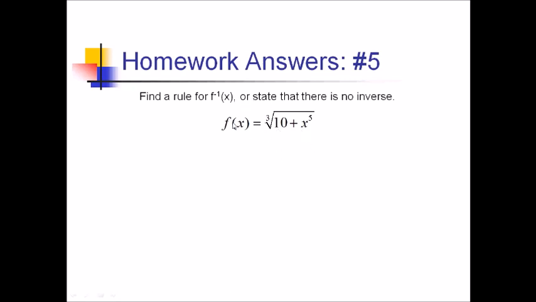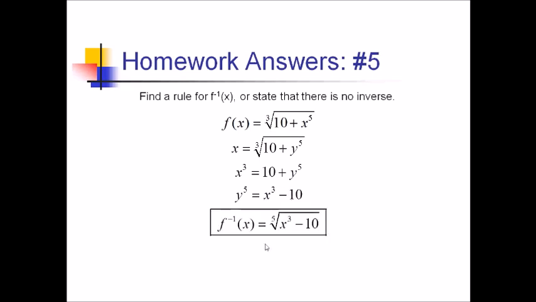We'll have x equals cube root of 10 plus y to the 5th. And we've got a few steps on this one. First, we have to get rid of this cube root by cubing both sides. So that's x cubed equals 10 plus y to the 5th. Then we have to subtract 10 from both sides to get y to the 5th by itself. Finally, we have to take the 5th root of both sides. So that'll give us f inverse equals 5th root of x cubed minus 10.